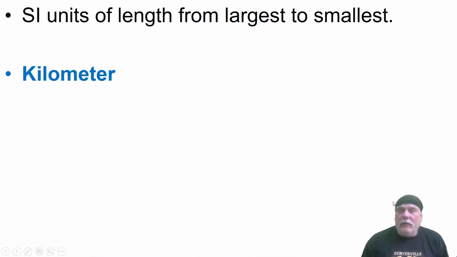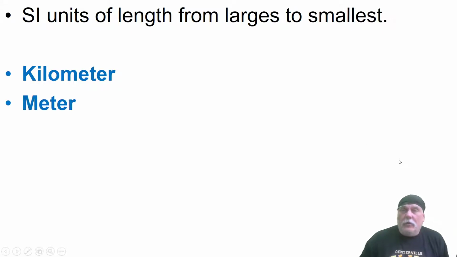Now, when we take the prefix and put it with meter, like kilometer, either pronunciation is fine, we get a new unit. A kilometer would be 1,000 meters, and that would be a long distance compared to a meter. Again, 1 meter would be 1/1000 of a kilometer, because there are 1,000 meters in a kilometer.